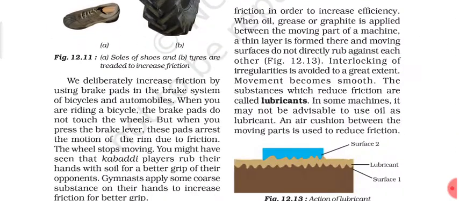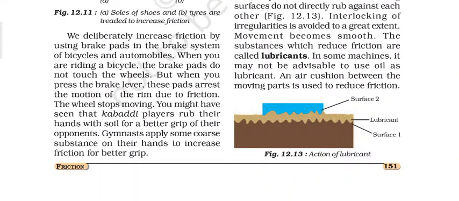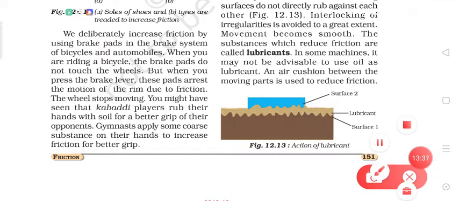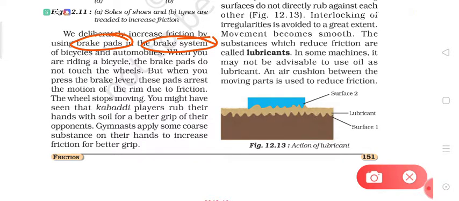All right, we deliberately increase the friction by using brake pads in the brake systems of automobiles and bicycles. What happens? There are brake pads in the bicycle. So when you apply brakes, the brake pads come in contact with the surface of the rim, right? And the friction between the rim and the brake pads is important for the working of the brakes to stop the bicycle.